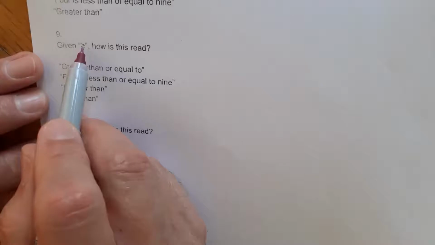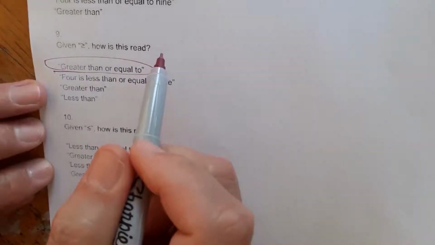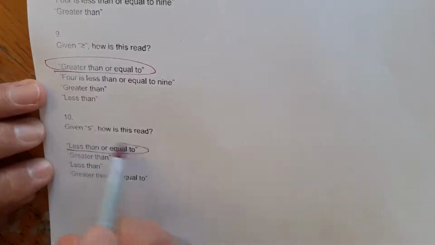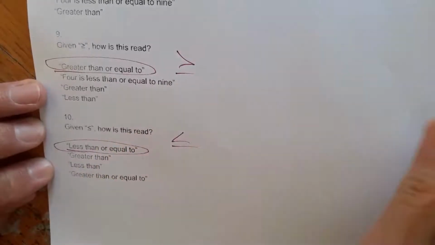Given greater than or equal to, so greater than or equal to is how you read it. Less than or equal to is how you read it. Okay, it looks like that. This one looks like this.